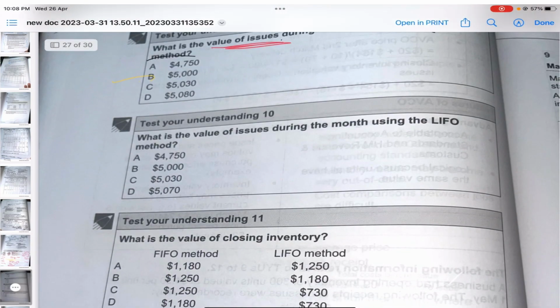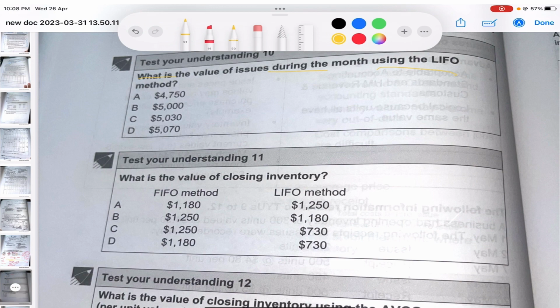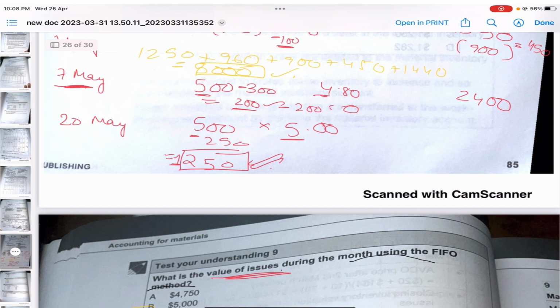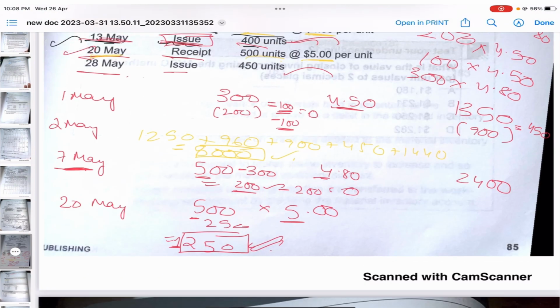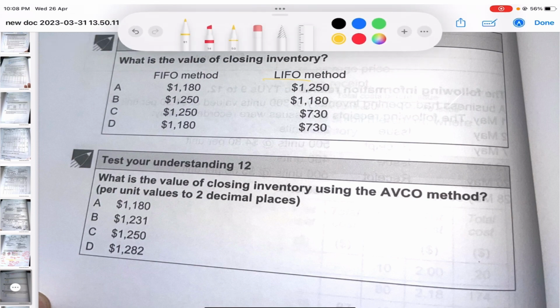What is the value of issues during the month using the LIFO method? So my LIFO method is just going to be the opposite. Instead of using the FIFO method, I'm just going to minus it in the reverse order, and it is going to work the same way. So I think you can do it by yourself. What is the value of closing inventory? LIFO is just the opposite of FIFO. I think you can do it by yourself.